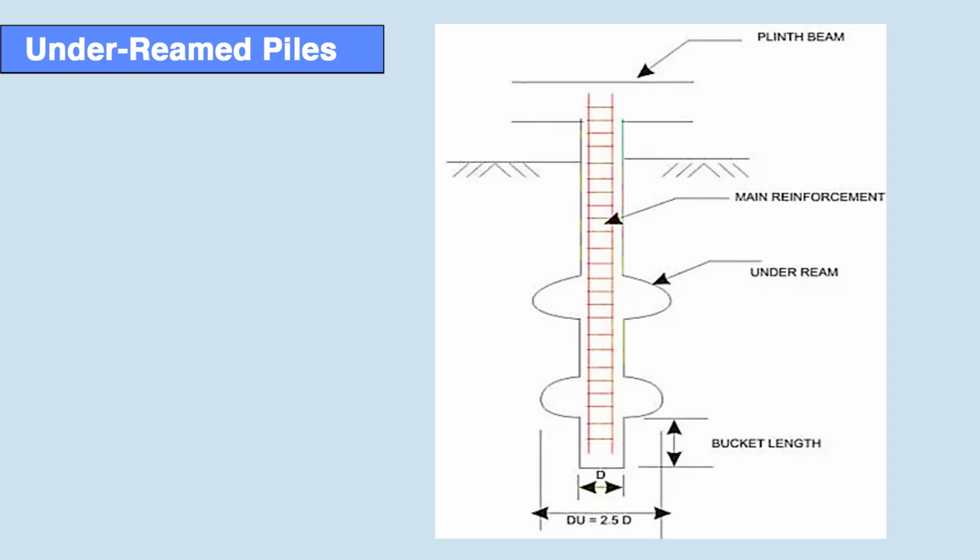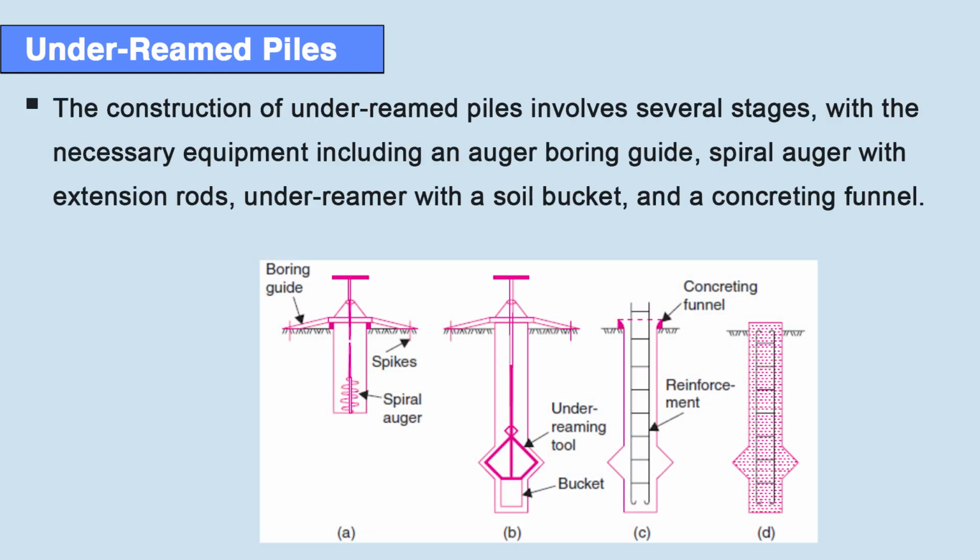They are also effective in providing adequate capacities for downward, upward or lateral loads, and for situations where foundations need to be placed below scour level. The construction of under-reamed piles involves several stages with the necessary equipment including an auger boring guide, spiral auger with extension rods, under-reamer with a soil bucket and a concreting funnel.